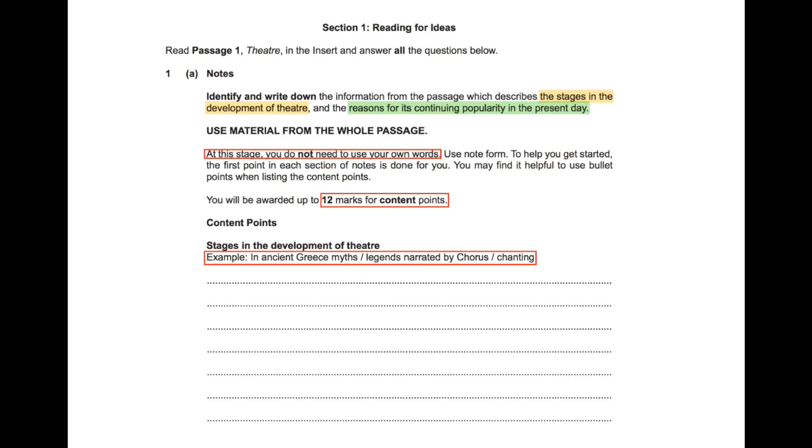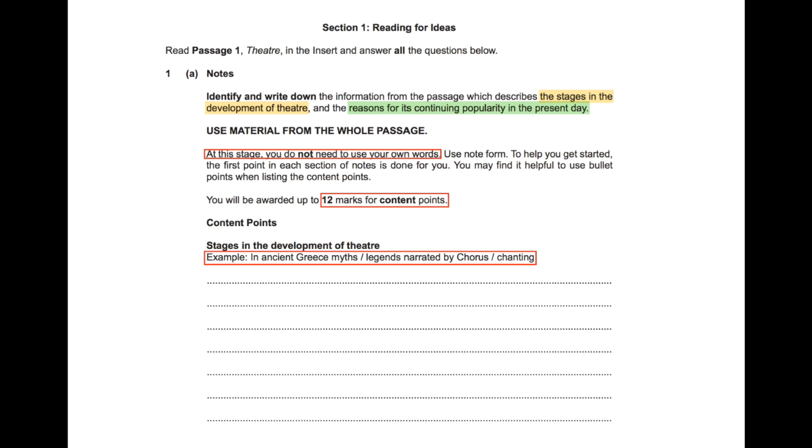Now, you will also be awarded up to 12 marks for content points. So if you want full marks, you need to write down at least 12 points. Now, the problem is that sometimes we make mistakes. So we would advise you to write down 3 extra if you can. Write down 15 content points, because if you do make a mistake, the examiner will jump over the one that you got wrong and continue marking until he or she reaches the end of your paper.